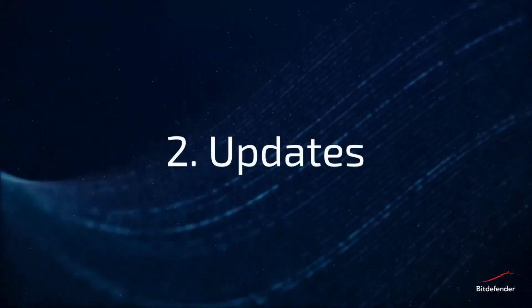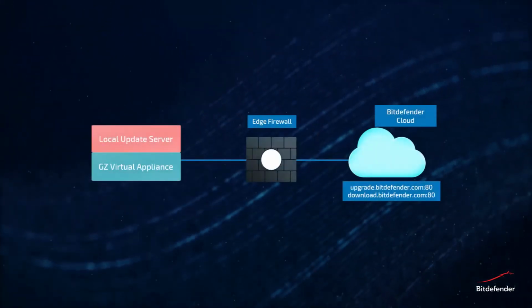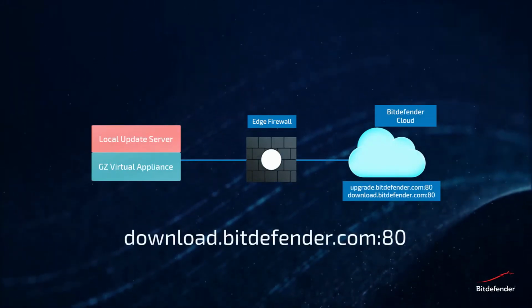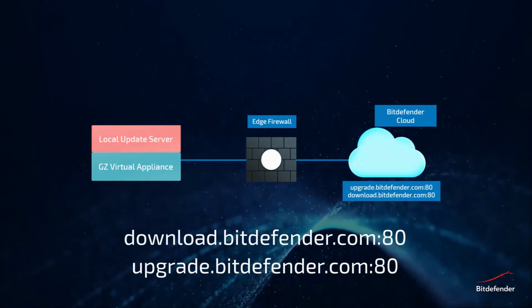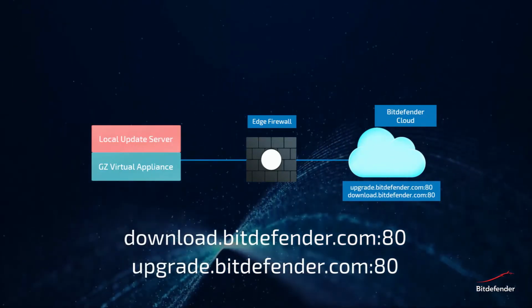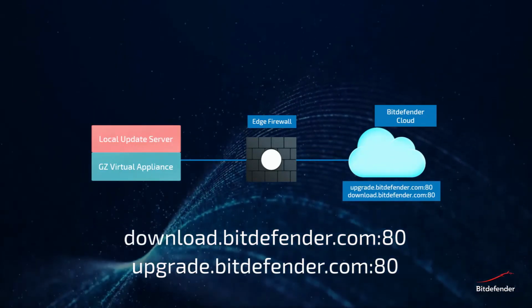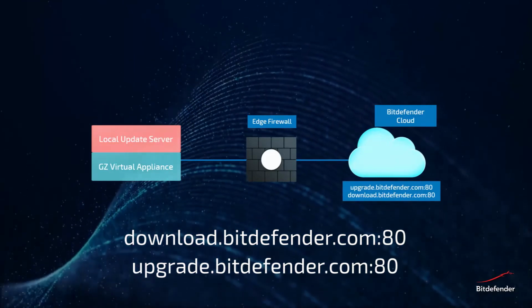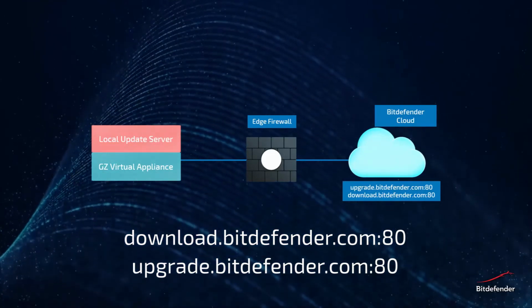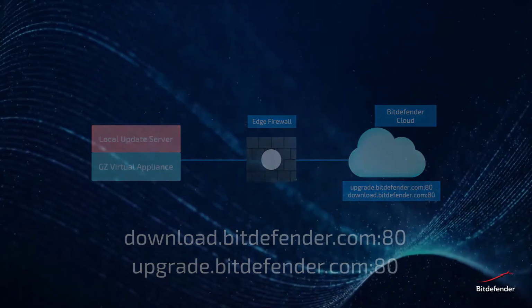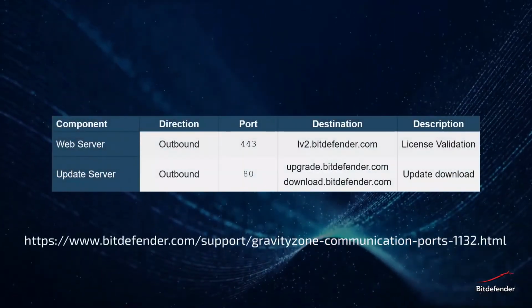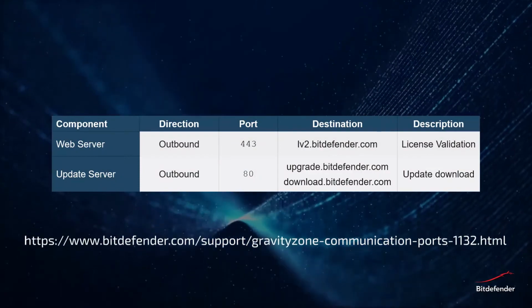Updates need to be downloaded. The GravityZone update server is connecting with both download.bitdefender.com and upgrade.bitdefender.com, on port 80, to check for new updates. The download address is the public repository for the Bitdefender virtual appliances updates, while the upgrade address is the repository for engines and malware signatures. The full list of ports that Bitdefender uses can be found on our support portal.